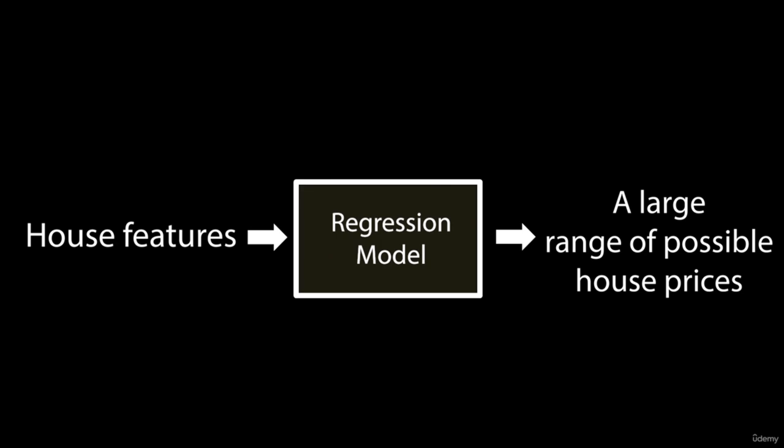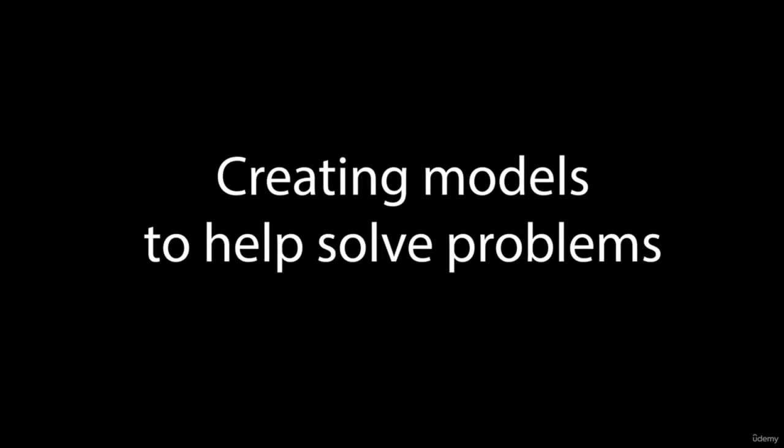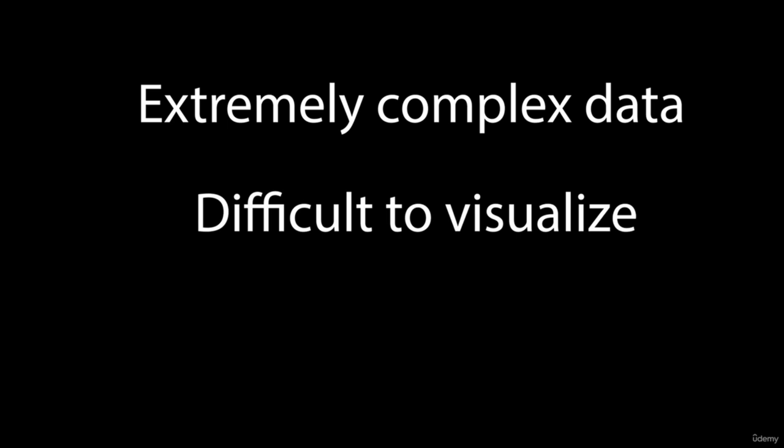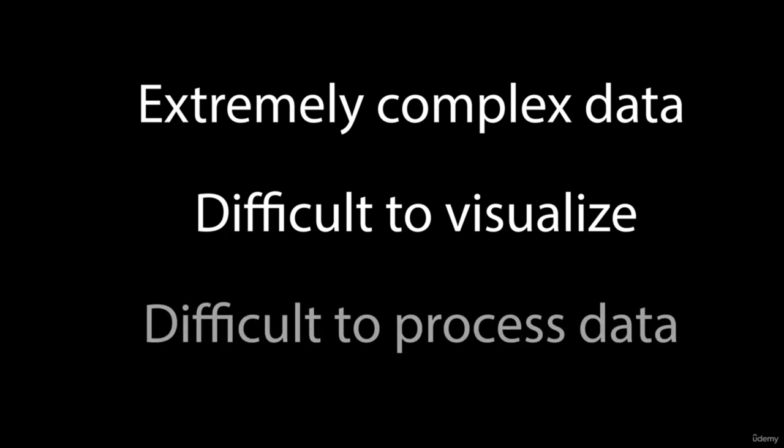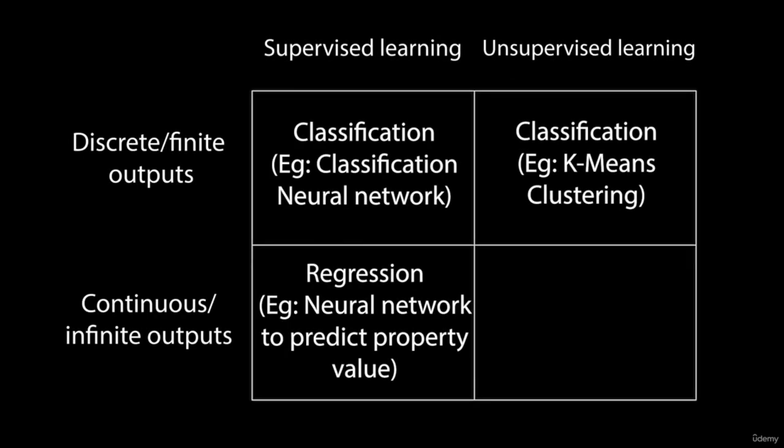In this video, we are going to discuss unsupervised learning used for regression problems with the help of a concept called dimensionality reduction. Now, as we know, with machine learning, we are trying to create models to help us solve problems. One problem that we may be faced with is a situation where our data is so complex that it is extremely difficult to visualize, which may be less than ideal when perhaps presenting that data to a client, or the data is so complex that our computers have a hard time processing it. To help with a situation like this, we can use a technique called dimensionality reduction.